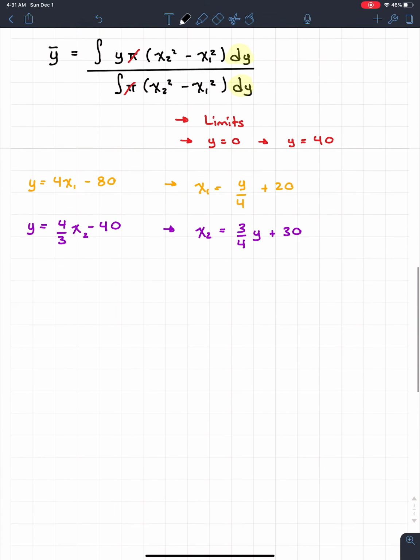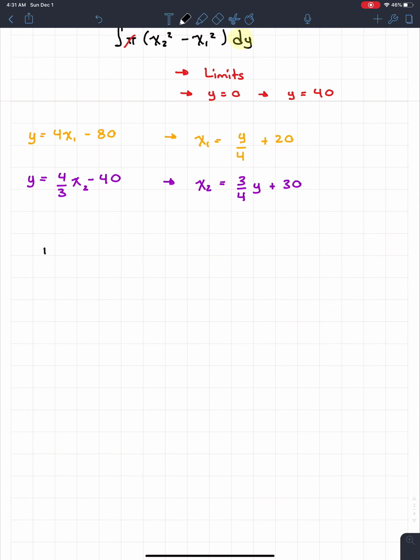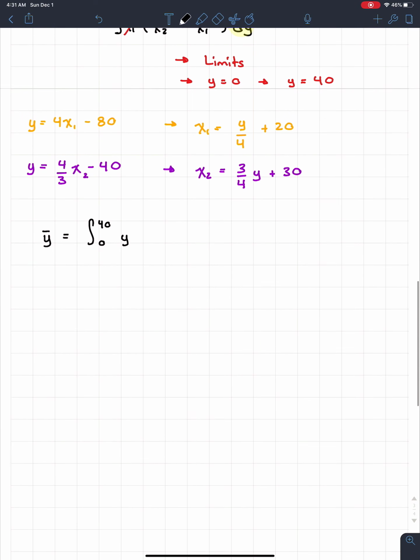What I'm going to get is this for my integral. My y bar is going to be equal to the integral from 0 to 40 of y, because remember that y squiggle just turns into y, and then I'm going to go in brackets because it's going to turn into a real mess. It's going to be x2 minus x1 squared, so we have (3/4y plus 30) squared minus, and then x1, (y/4 plus 20) squared. And I can end this and go dy.